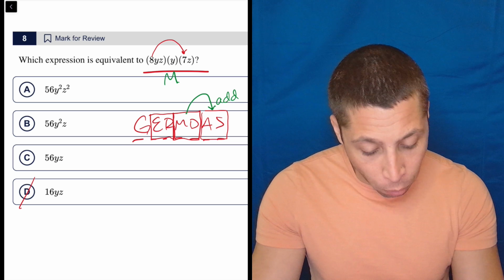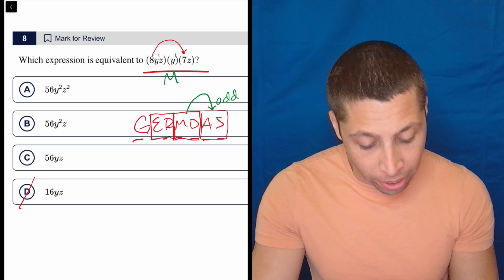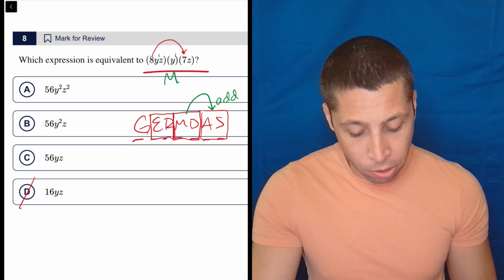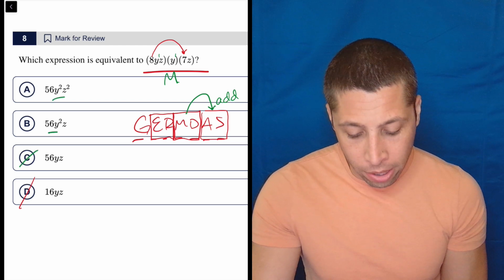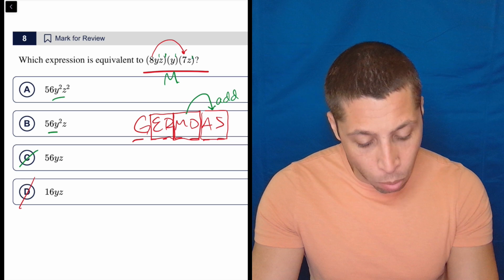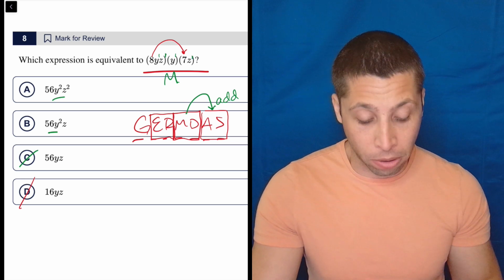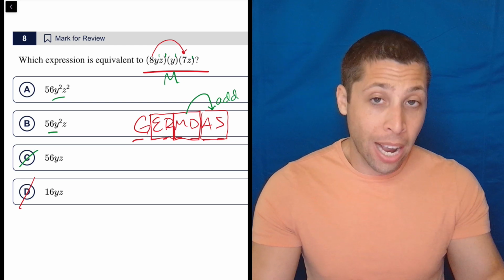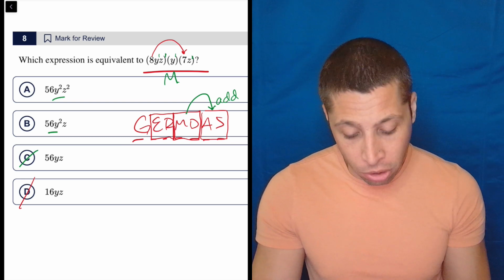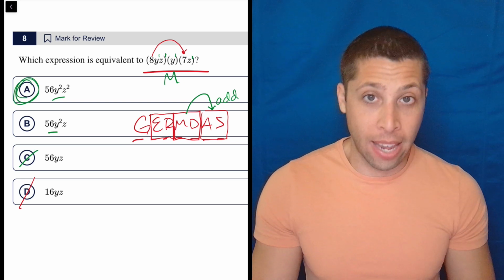So the exponent on the y is a 1 and a 1, right? When there's no exponent, it's because there's a 1, right? So 1 plus 1 is 2. So we should have a y squared. And the same thing's going to happen with the z's, right? The 1 and the 1 are both on the z because there's no exponent there. So we're going to add those exponents when we multiply the bases. So 1 plus 1 is 2. So there you go. A is the answer choice.